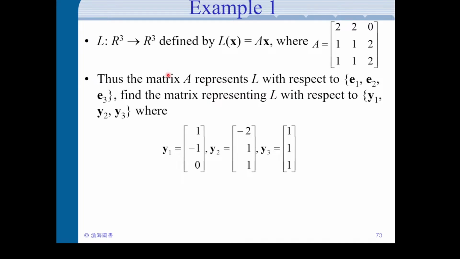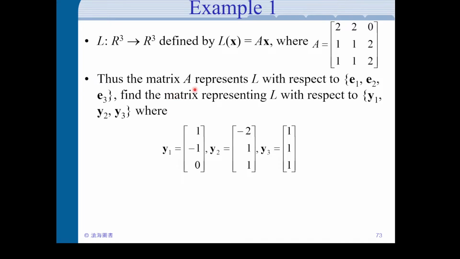Here is an example. So let's say we have a linear operation that's defined by this matrix A. Let's say it's a quite complicated form: 2, 1, 1, 2, 1, 1, and 2, 2, 0, 2, 2 here. Okay, and so A represents this L with respect to the standard basis.